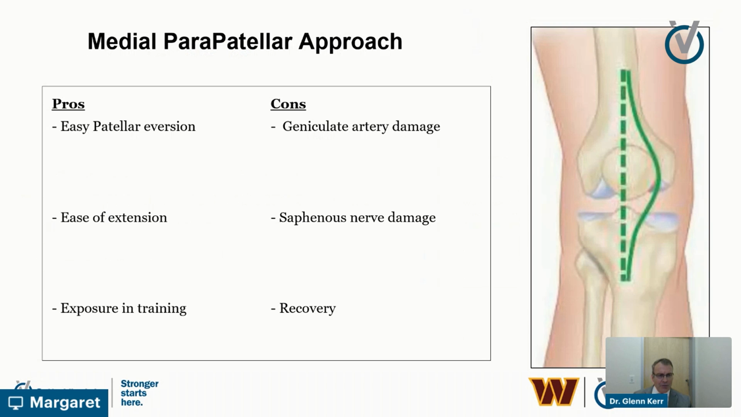Some of the cons to this approach: the geniculate arteries, which are the arterial blood supply of the knee, could be damaged during this approach, particularly on the inside or the medial aspect of the knee. The infrapatellar branch of the saphenous nerve runs from the inside of the knee to the outside of the knee, and it's at risk with almost all approaches. And then the recovery, we're going to talk a little bit about that.